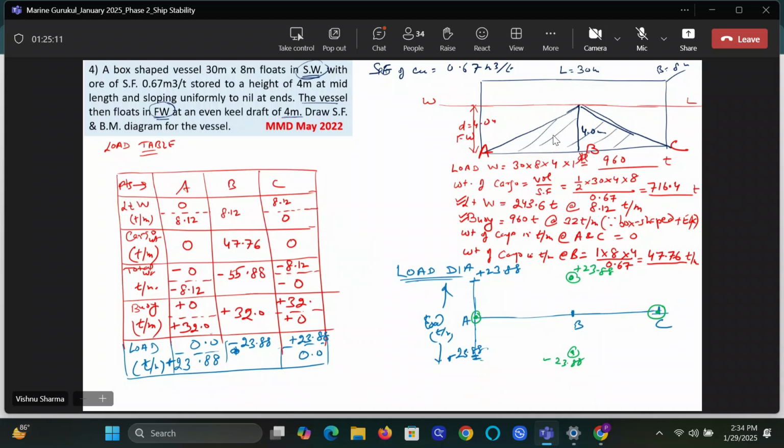Light displacement, weight, and buoyancy, correct? Correct. Now, in this case, let's evaluate all the three.